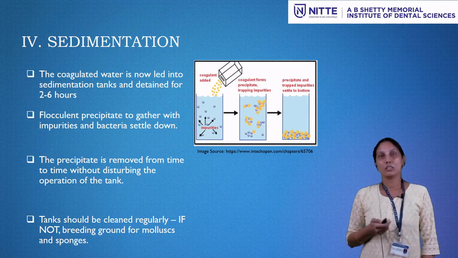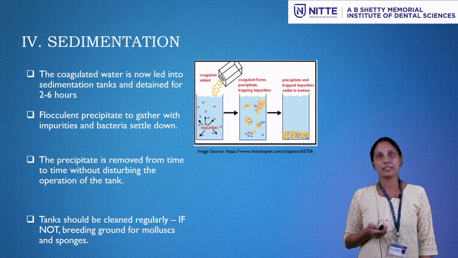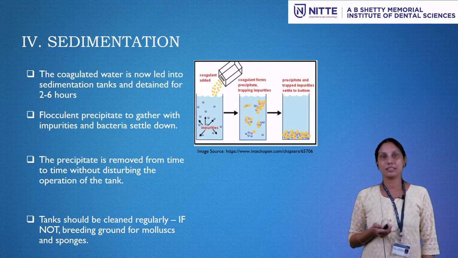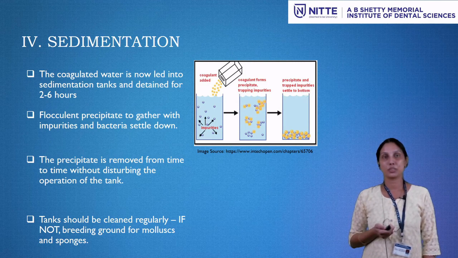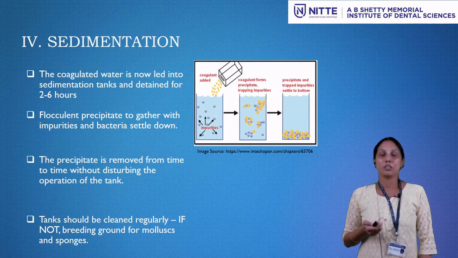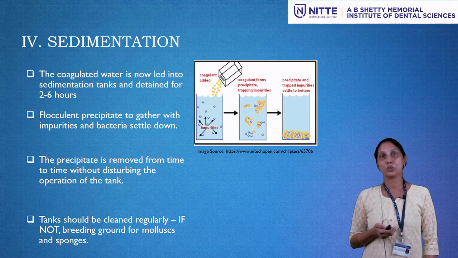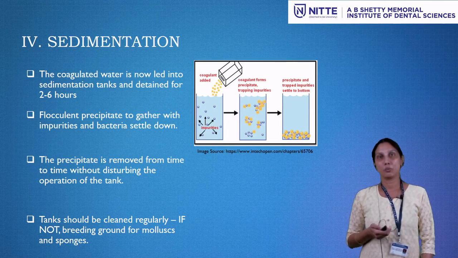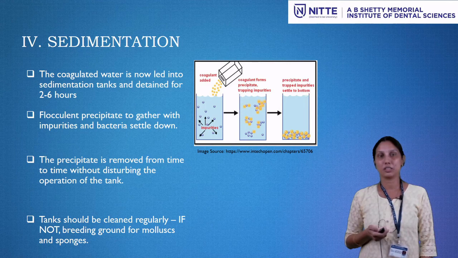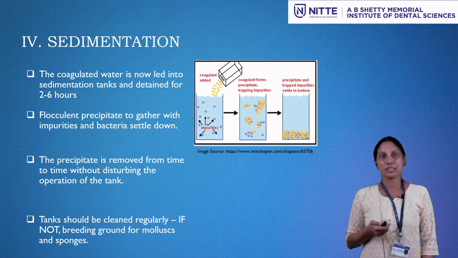The water now moves into the sedimentation tank, ready for the next step of rapid sand filtration, that is sedimentation. Here in the sedimentation tank, the water is detained for 2 to 6 hours. The alum flocs which have formed due to the flocculation process settle down due to their weight and also due to gravity. Along with the impurities, bacteria also settle down.